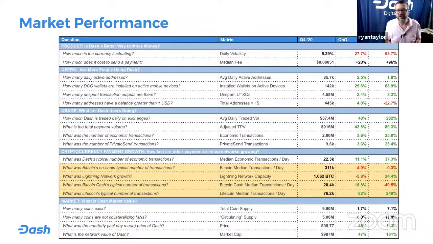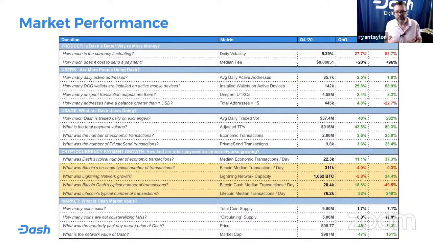Most of these numbers are records. Daily active addresses is a record. Installed wallets is a record. Unspent UTXOs is a record. Trading volume is a record. And adjusted TPV is up. It's not a record, but it's up significantly. And so private send usage is at an all-time high. So we really have seen very strong growth in actual activity on our network, which is great to see.